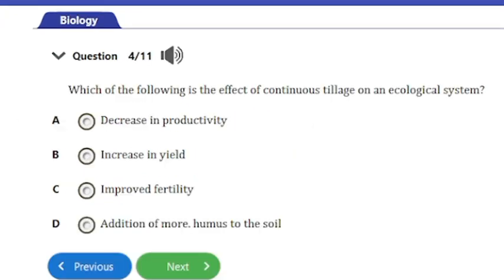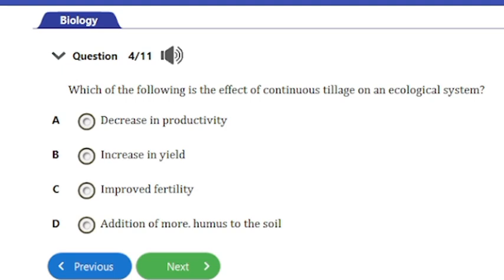That's question number 4. It says, which of the following is the effect of continuous tillage on an ecosystem? A. Decrease in productivity, B. Increase in yield, C. Improved fertility, D. Addition of more humus to the soil. So guys, the answer to this question is option A, and that's decrease in productivity.